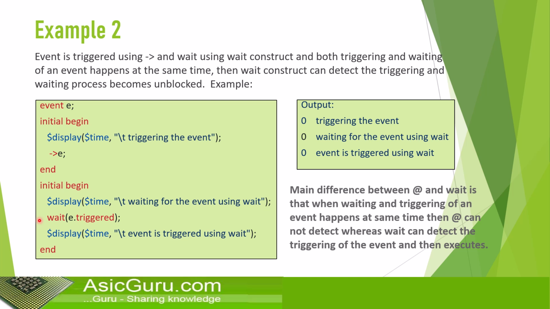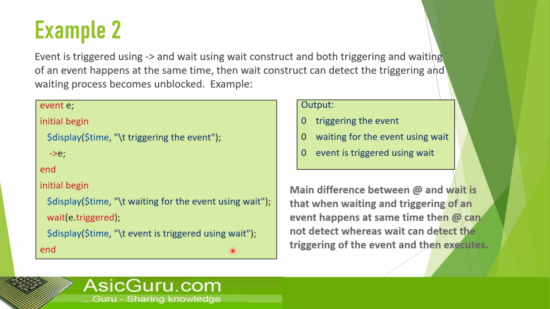So unlike the previous example, this time the wait construct is able to detect that the event has been triggered in the same timestamp. As a result, the process waiting on the event gets unblocked, and this time we are able to see this statement also in the output. So in the output, at timestamp 0, we see triggering the event, at timestamp 0, waiting for the event using wait, and since wait is able to detect the trigger, at timestamp 0 we can see the event is triggered using wait.